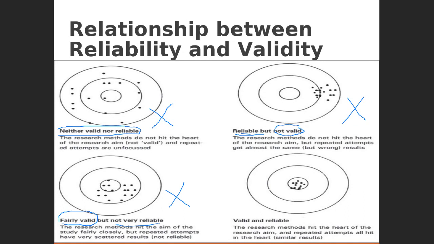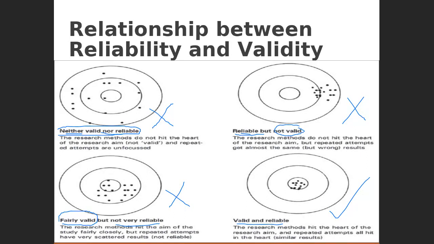The last situation, where your research instrument is valid and reliable, is the perfect situation. This is an ideal situation for you. Let us discuss each situation separately. What is implied by your research instrument being neither valid nor reliable?